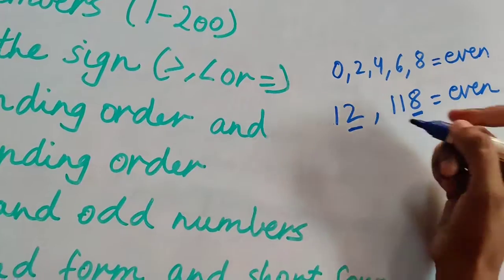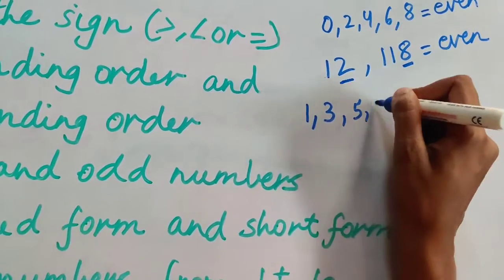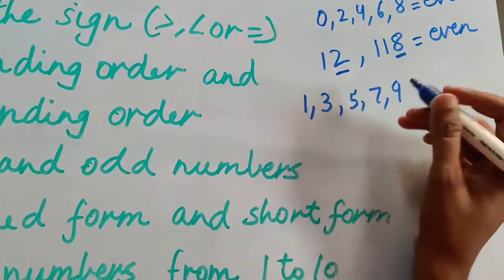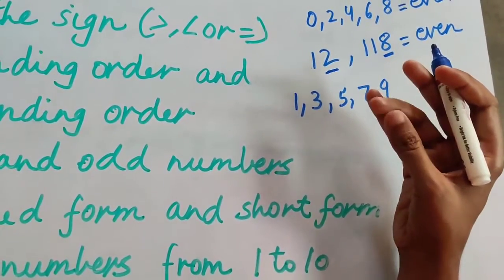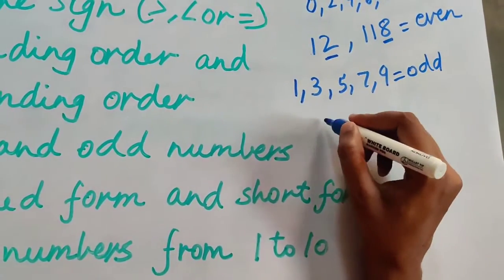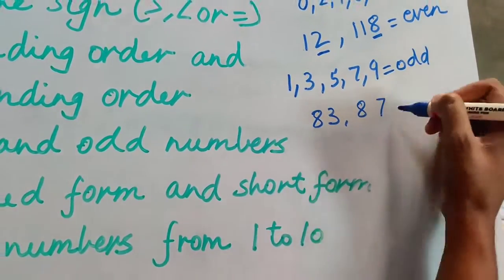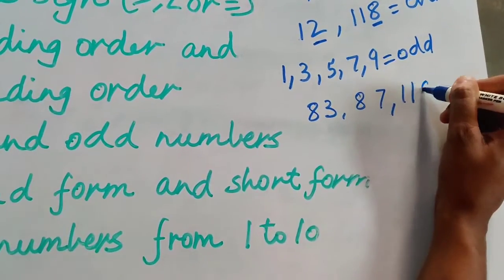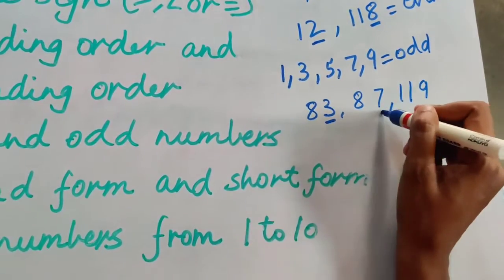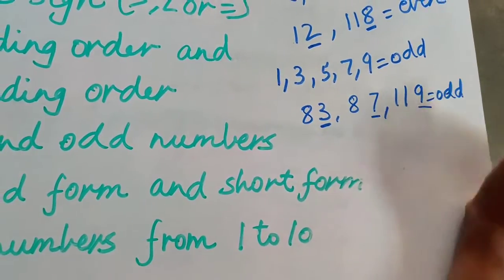And what about odd numbers? Odd numbers are numbers which end with 1, 3, 5, 7 and 9, right? जिन नंबर्स के लास्ट में ये वाले 5 डिजिट्स आते हैं, 1 आता है, 3 आता है, 5 आता है, 7 आता है, 9 आता है, these numbers are known as odd numbers, right? Like if a number is given here 83, 87, 119. So if I check at the last, which digit is there? 3. At last 7, at last 9. So these all are called odd numbers, right children?